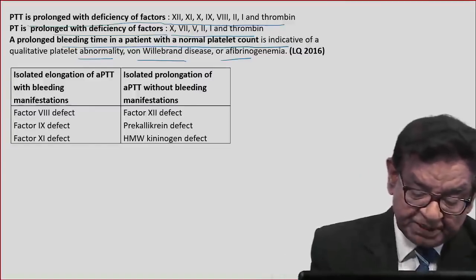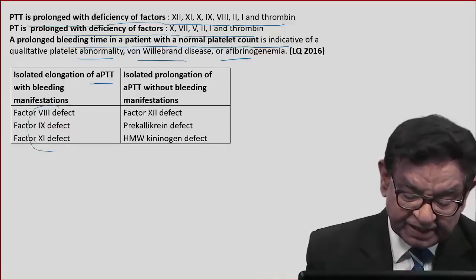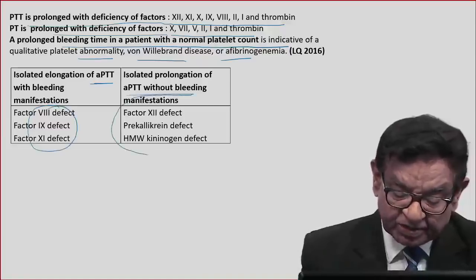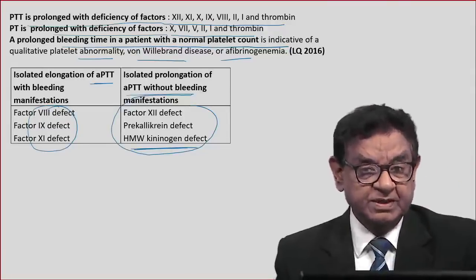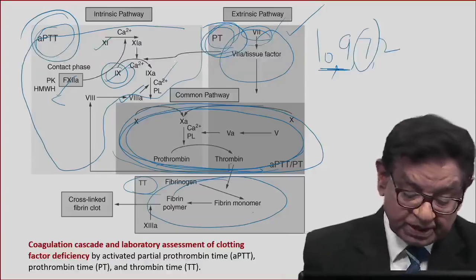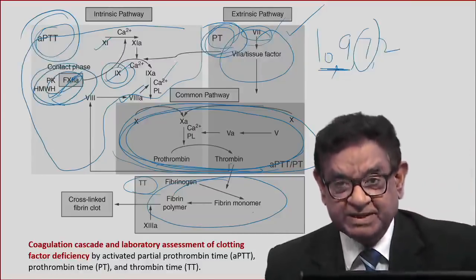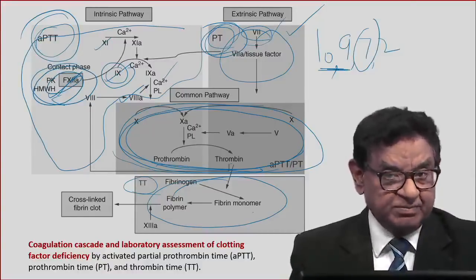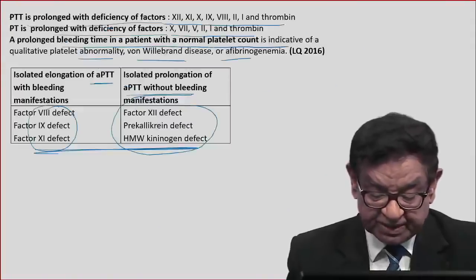Now PTT is prolonged with bleeding manifestation in factor 8, 9, 11. Prolonged PTT without bleeding: factor 12, prekallikrein and high molecular weight kininogen defect. These are again very frequently asked questions. So in this place, if some problem happens at this particular spot, PTT will be prolonged, but it will not have much of the bleeding. But in other factors, the PTT will prolong with bleeding tendencies.